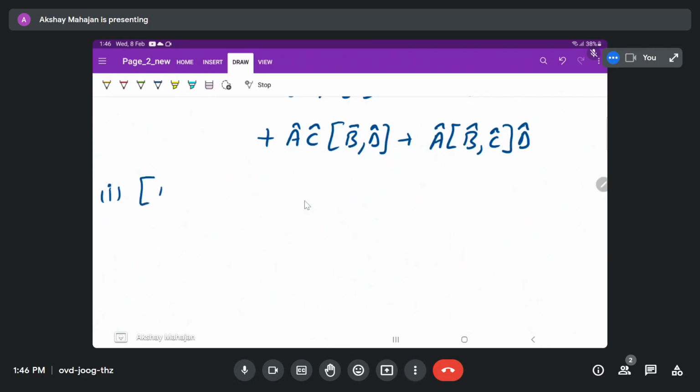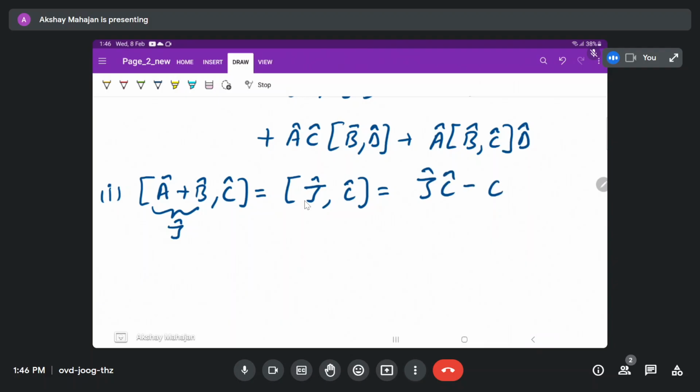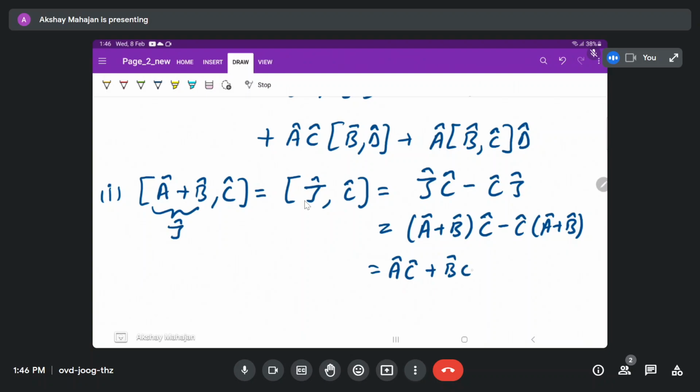So we have this commutation. We have A plus B commutation with C. Again you can take this A plus B as just an operator J, comma C. Now we know how this opens. This will be J cap C cap minus C cap J cap. Now we will write J as A cap plus B cap times C cap minus C cap times A cap plus B cap. This will give us A cap C cap plus B cap C cap minus C cap A cap minus C cap B cap.